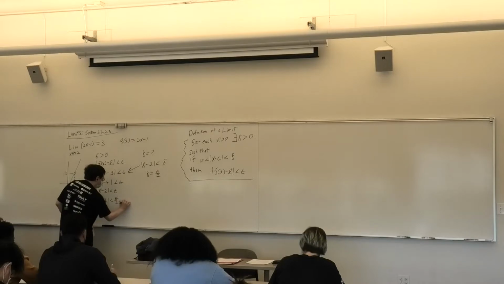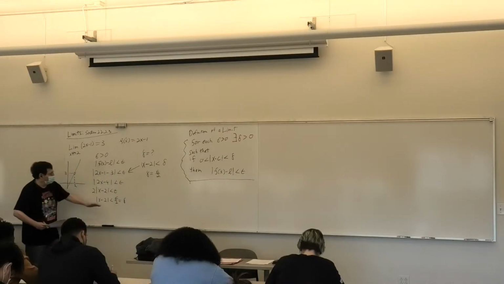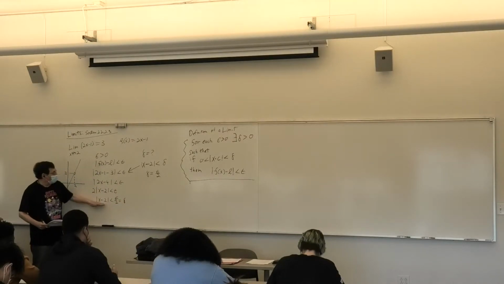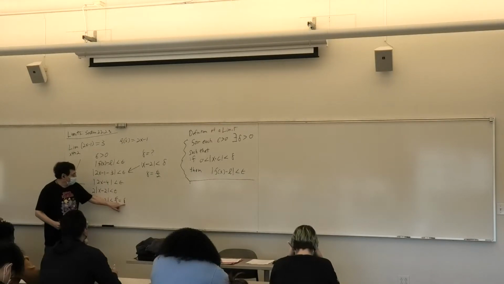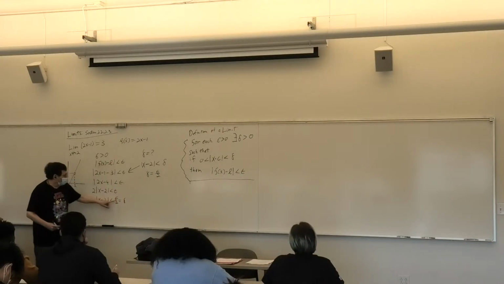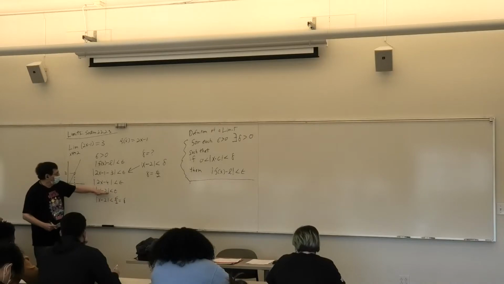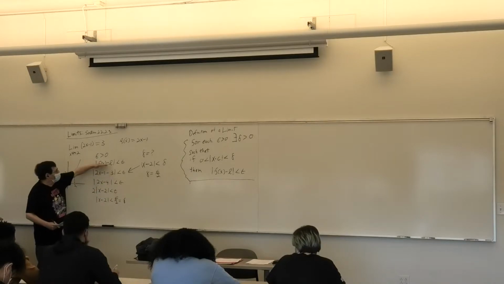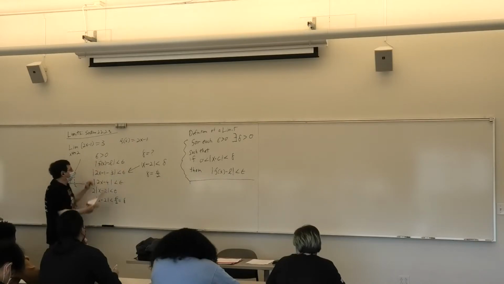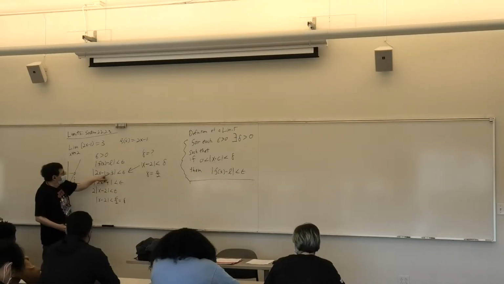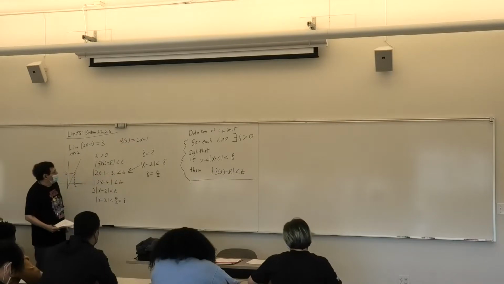Well, now we can just see that working backwards, we found a delta, epsilon over 2. We take our steps backwards, we have exactly what we wanted to show. But now we can squeeze 2x minus 1 minus 3 inside of epsilon.